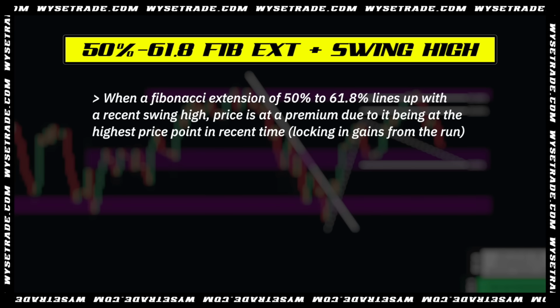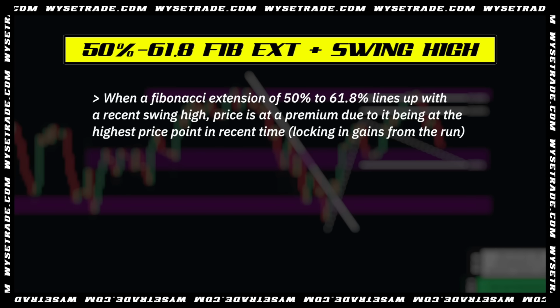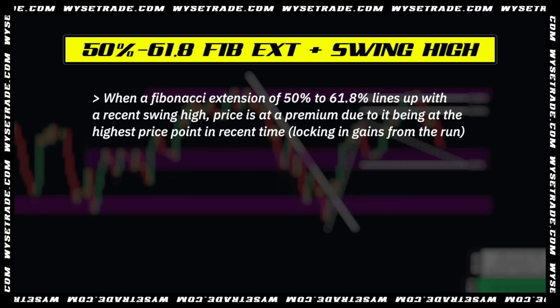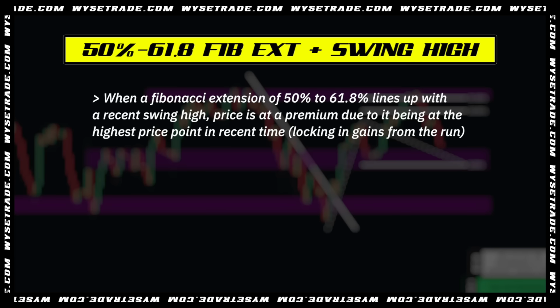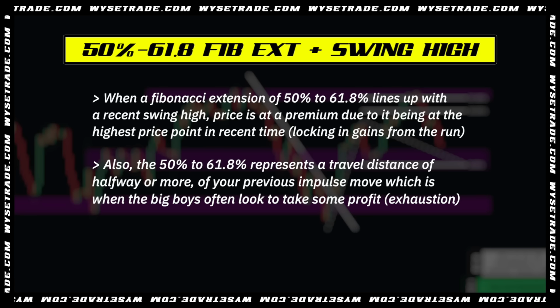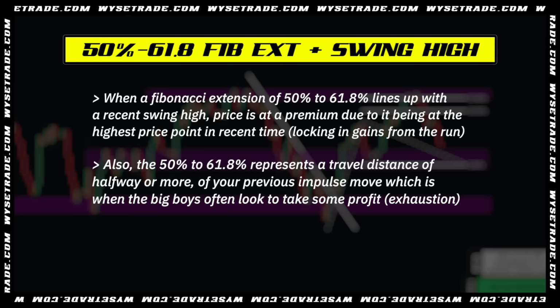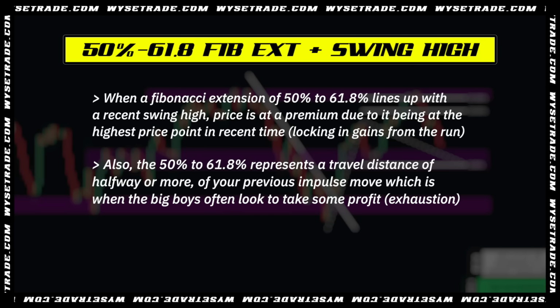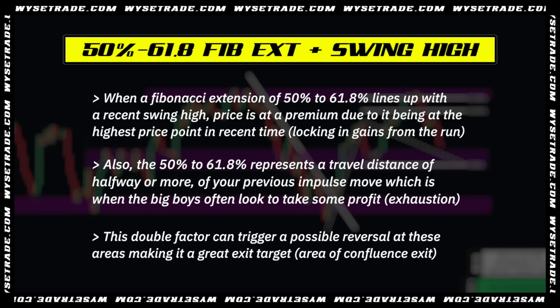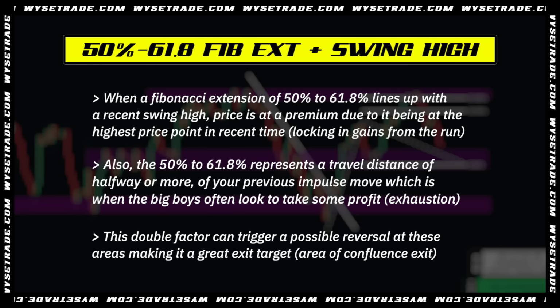When a Fibonacci extension of 50% to 61.8% lines up with a recent swing high, price is at a premium due to it being at the highest price point in recent time. Also, the 50% to 61.8% represents a travel distance of halfway or more of the previous impulse move, which is when the big boys often look to take some profit. This double factor can trigger a possible reversal at these areas, making it a great exit target.